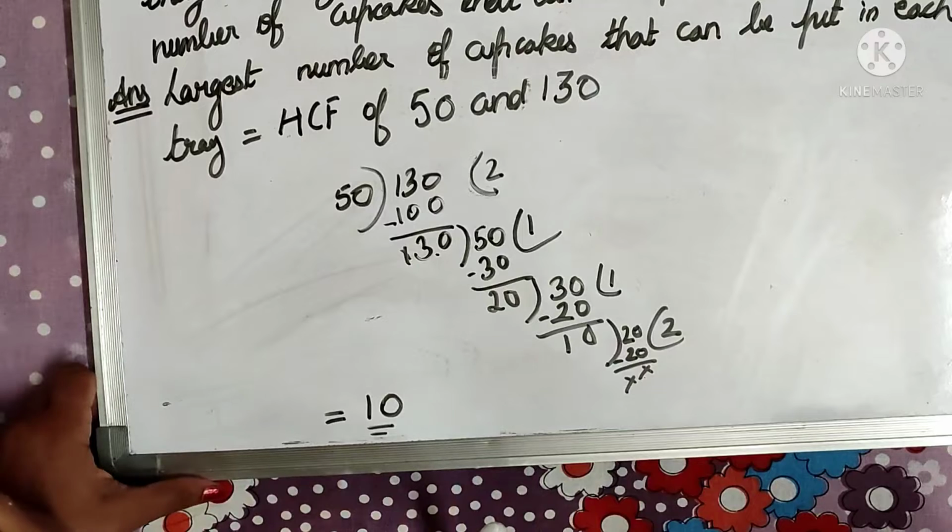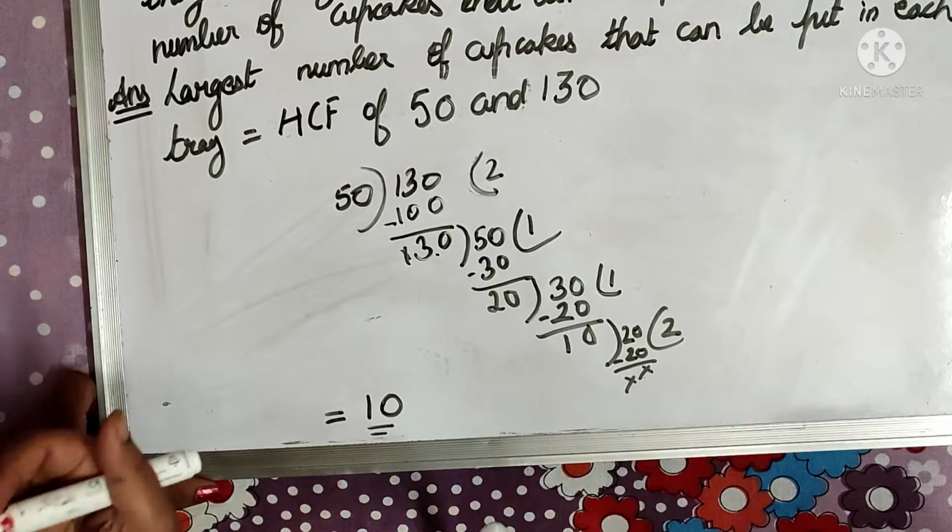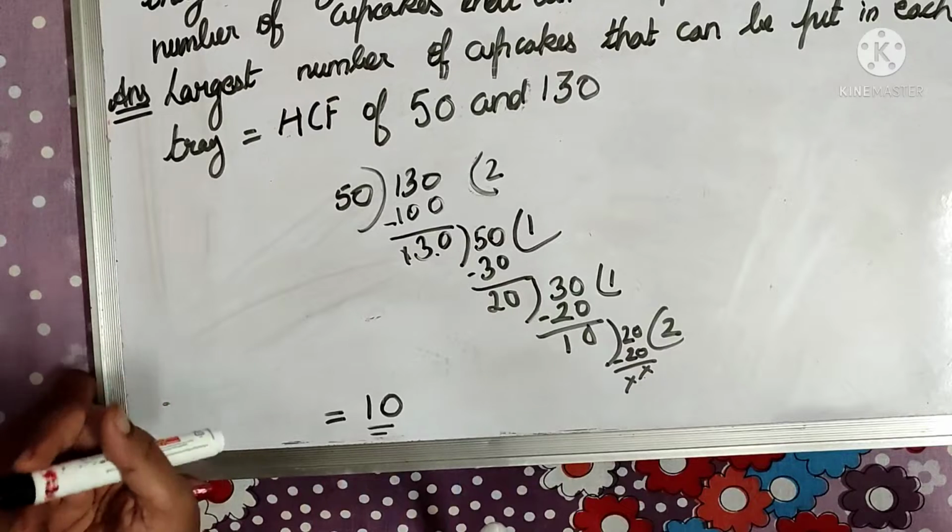Whenever we have to find the smallest number which is divisible by the given numbers, we will find the LCM.